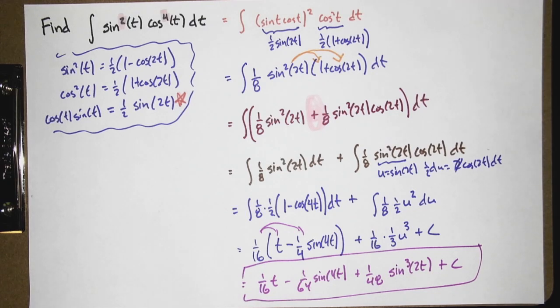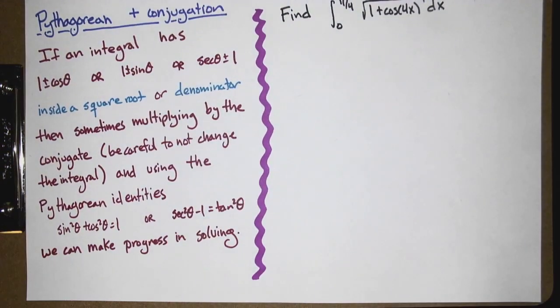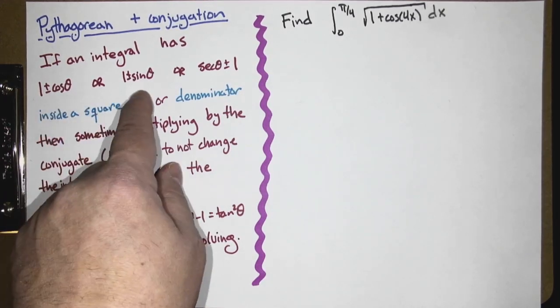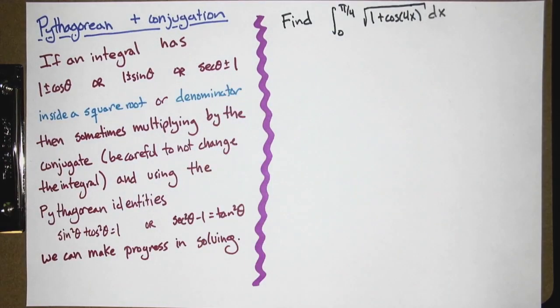All right. So one last idea, and I'll just give you a spoiler that when we start next time, your multiple choice will come off of this idea. So if you ever see things with 1 plus or minus cosine, 1 plus or minus sine, or secant theta plus or minus 1, use conjugation to help get you to something like 1 plus or minus cosine squared, 1 plus or minus sine squared, or secant squared plus or minus 1 to help you rewrite. This is especially useful inside a square root or inside a denominator.